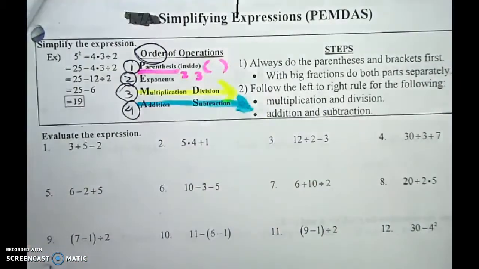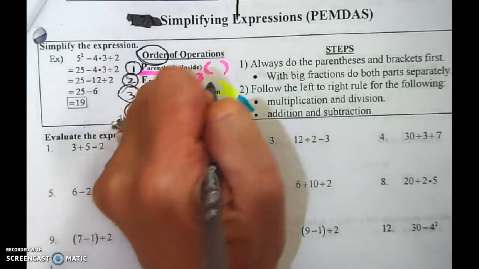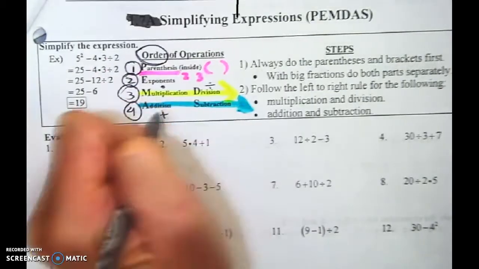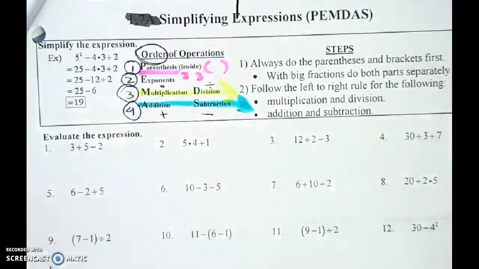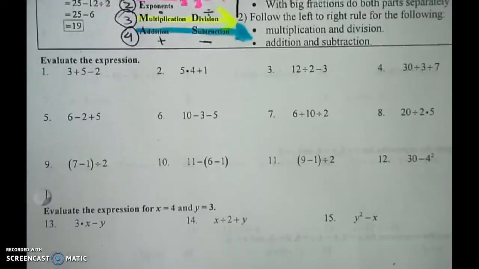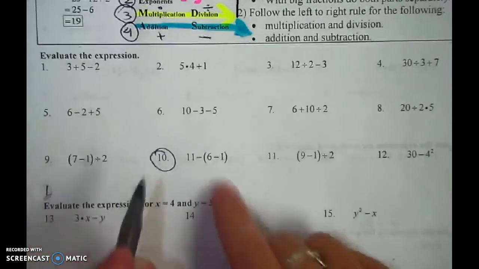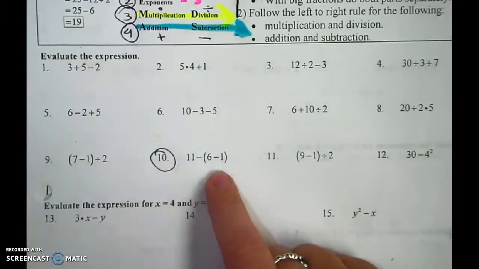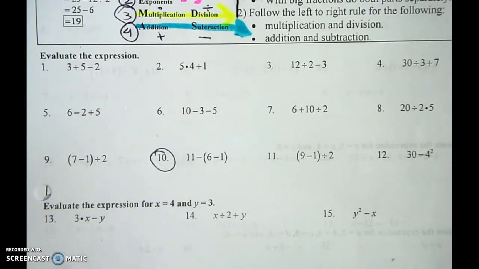So let me make sure you're clear. This is multiply. This is divide. This is add. This is subtract. Okay? So let's do some sample problems. Let's start with number 10. If you look at number 10, the first thing it says to do, let me make this adjusted so you can see.